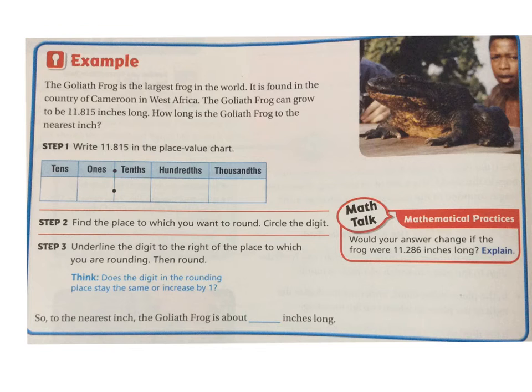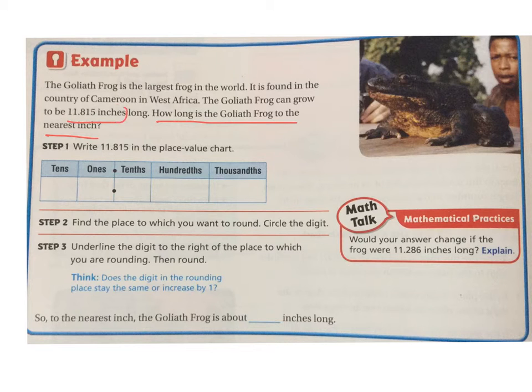Let's use what we've learned to solve this problem. It says, the Goliath frog is the largest frog in the world. It is found in the country of Cameroon in West Africa. The Goliath frog can grow to be 11.815 inches long. That's almost 1 foot. Just take some time to think about that. That is a huge frog. The question's asking us, how long is the Goliath frog to the nearest inch?